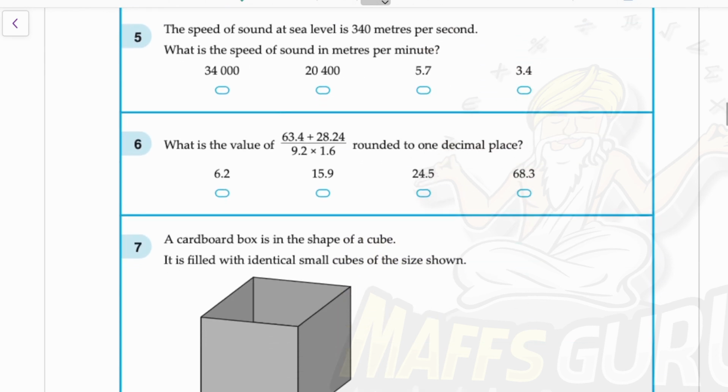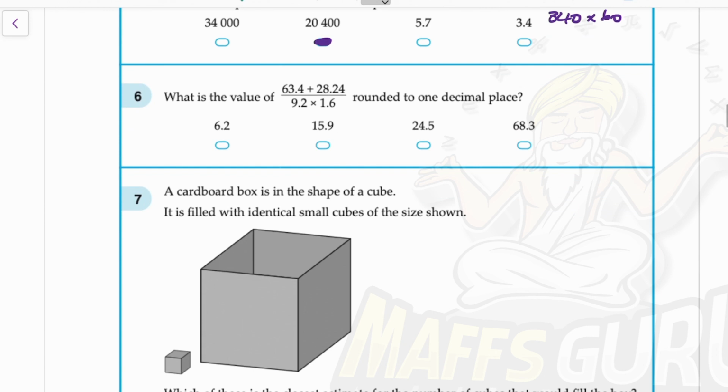The speed of sound at sea level is 340 meters per second. What is the speed of sound in meters per minute? Okay, so it's 340 meters per second, and I want to get it in meters per minute. How do I do that? Well, if it covers 340 meters in a second, then 340 times 60, because there's 60 seconds in a minute, gives me 20400. Right, so that's a conversion question.